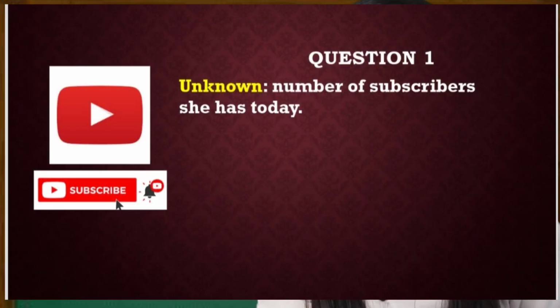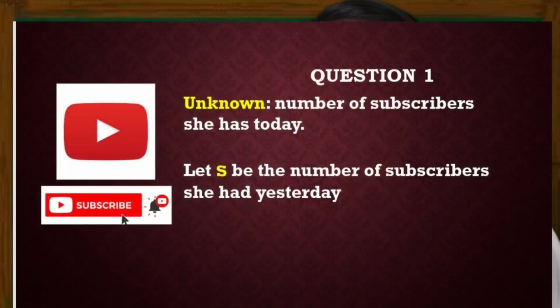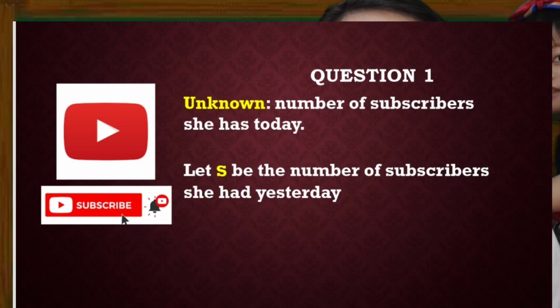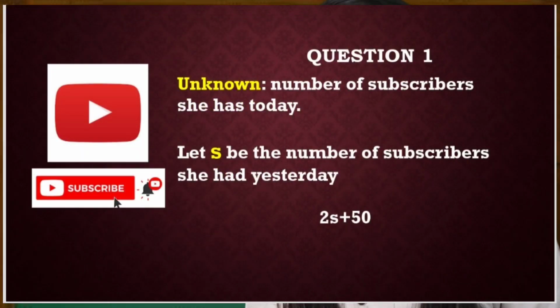For our unknown, it would be the number of subscribers she has today. And then we can represent the unknown using a variable. We let S be the number of subscribers yesterday. Since the vlogger has 50 more than twice the number of subscribers she had yesterday, our mathematical expression would be 2S plus 50, which says 50 more than twice the number of subscribers she had yesterday.